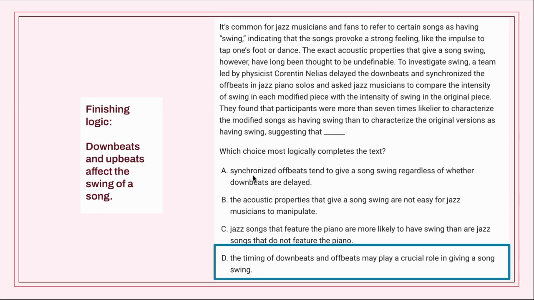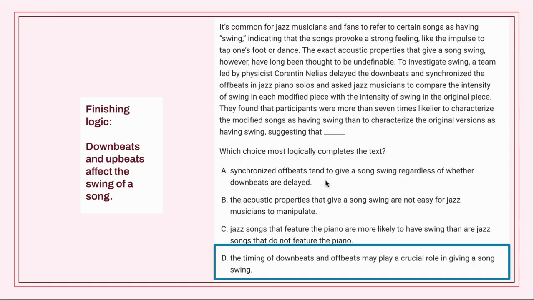So A, synchronized offbeats tend to give a song swing regardless of whether downbeats are delayed. Okay, well, it's a little confusing because yes, synchronized offbeats do give a song swing, but regardless of whether the downbeats are delayed, that's something that we can't say because this experiment changed both at the same time. We didn't change just this and then just the downbeats and see if those individual changes had different effects. We changed both of these at the same time. So it's impossible to say if one of them is doing all the work and the other one doesn't matter because we tested both of these changes at the same time.